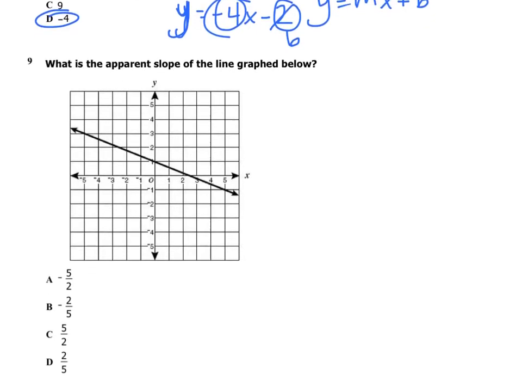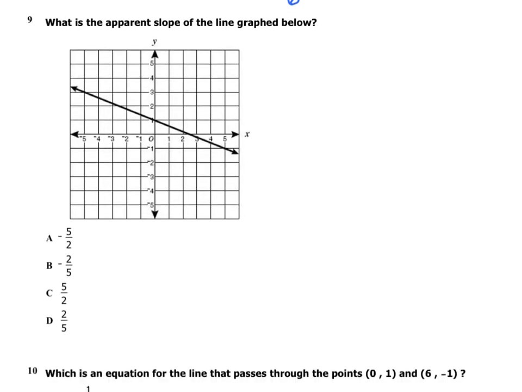Next one, what is the apparent slope of the line graphed below? Well, find any point I can tell where it passes through, find another one where I can tell it passes through, find the rise and the run. The rise is -2, the run is 5. Do it again over here. The rise is 2, the run is -5. So -2/5 is my slope.